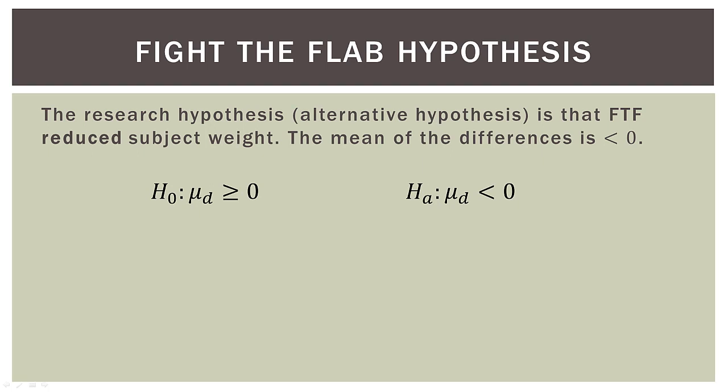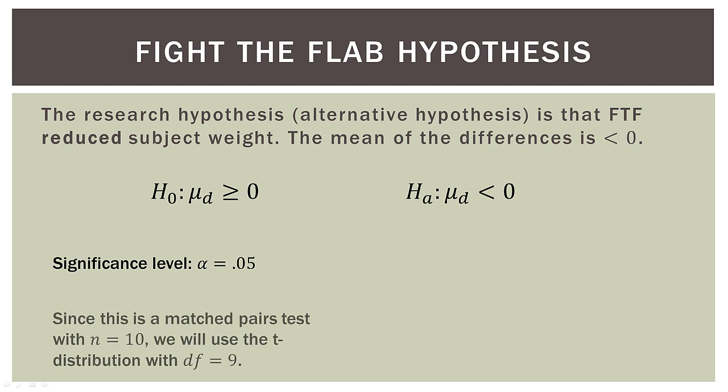Our null hypothesis says that the mean of those differences is greater than or equal to 0. So in real world terms, that means that overall our subjects gained weight or stayed the same. Now the alternative hypothesis is our research hypothesis, and that is that the mean of their differences is less than 0, which means overall our subjects lost weight during the diet program. Now we're going to choose a significance level of 0.05, so that is our alpha level.